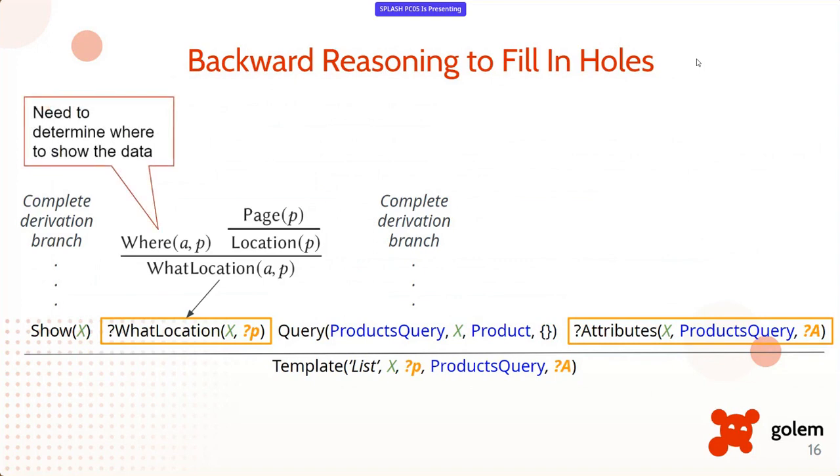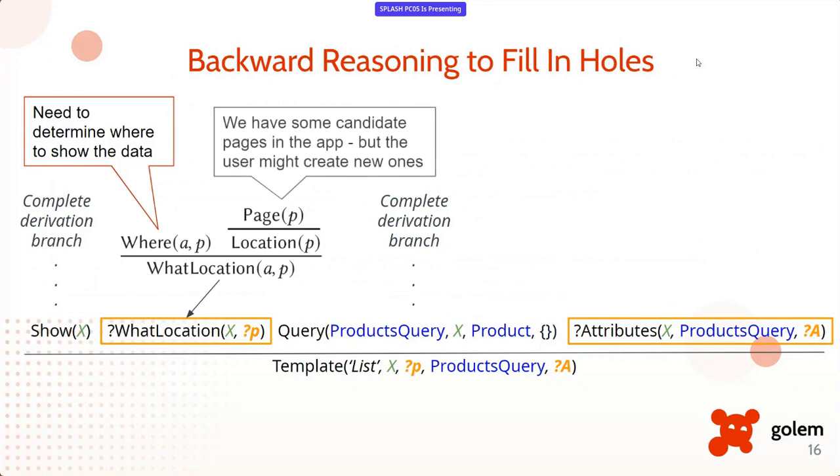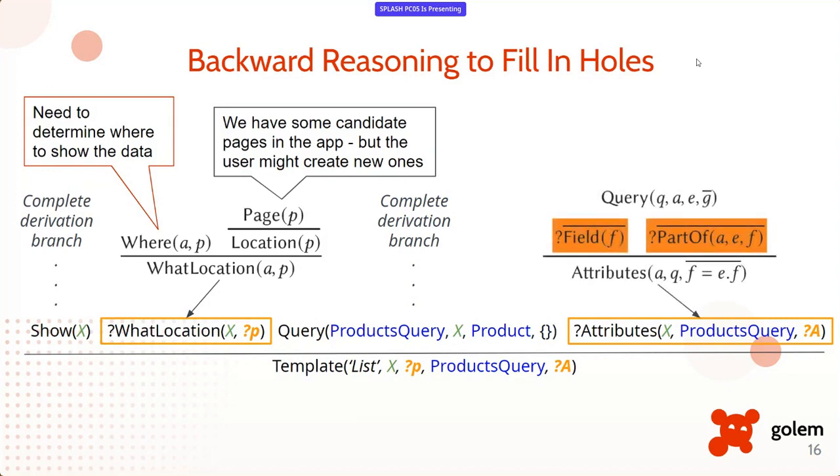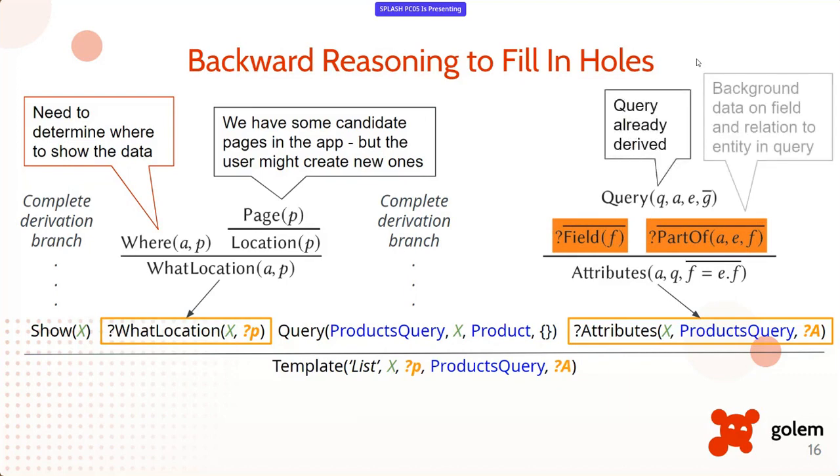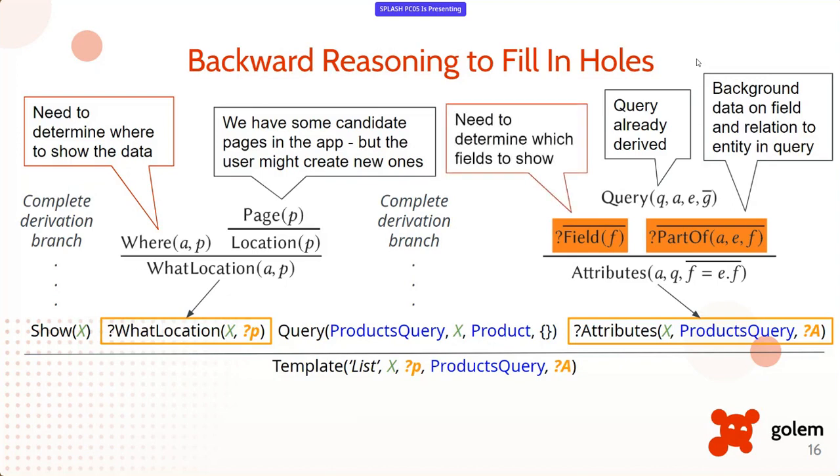In this case, one thing is where to show the data. So that's clear. We have to provide that. There's also this page predicate, which basically says, this page is a page and not something else. We might have some candidate pages in the app, so that's where we can get these suggestions for possible instantiations of these predicates. Over here, we might be able to derive the attribute from a query, which we already have, from some information that relates fields to the query and a choice of which fields, right? So this is the question about what to show.